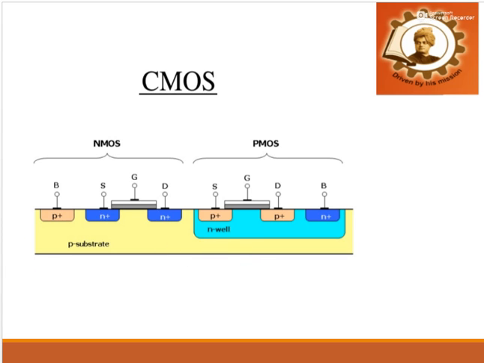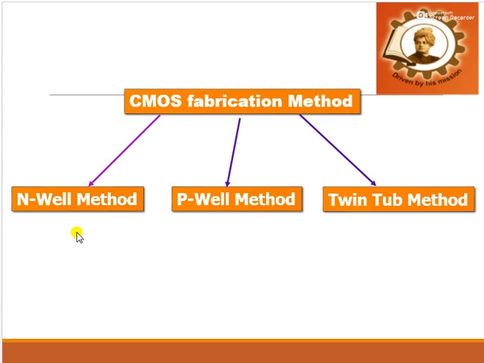The CMOS fabrication process basically consists of three types of method. One is called the N-tub method, another is called the P-tub method, and the last is called the twin tub method. So we'll discuss first the N-well method, or N-tub method.